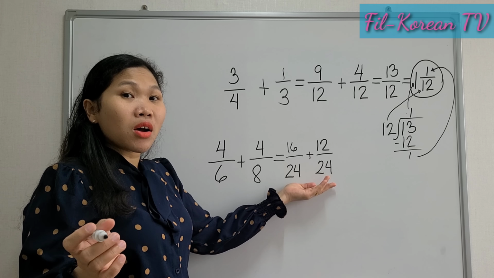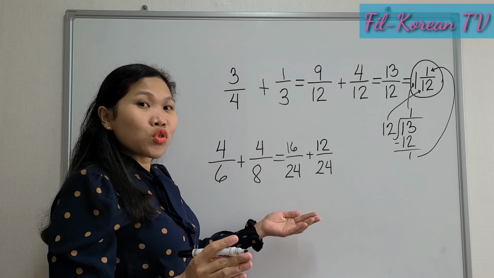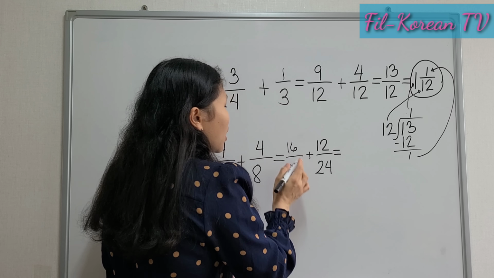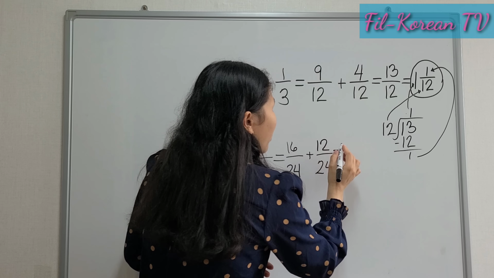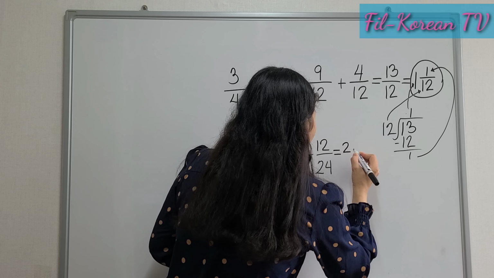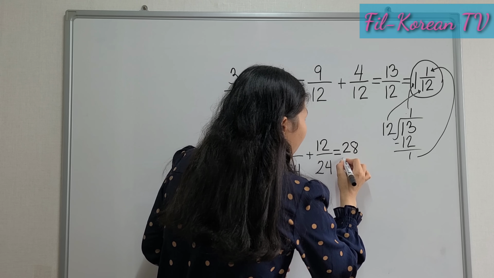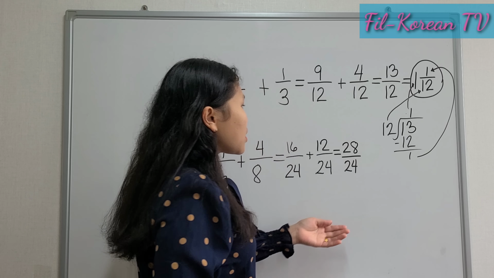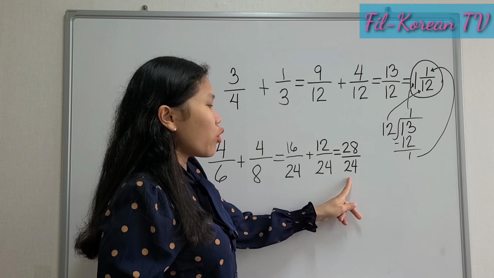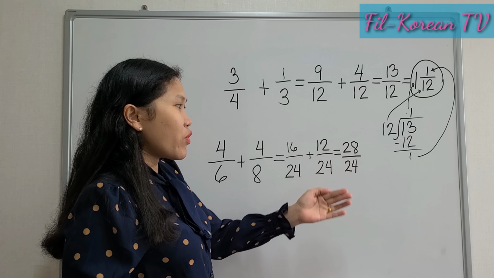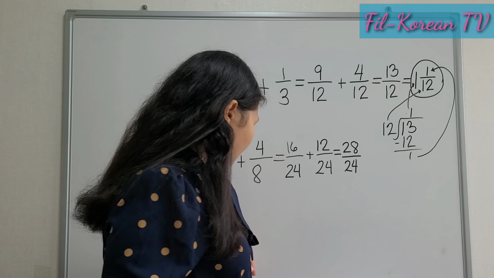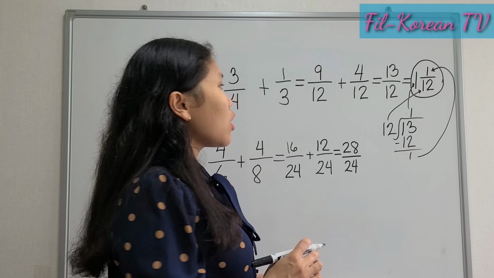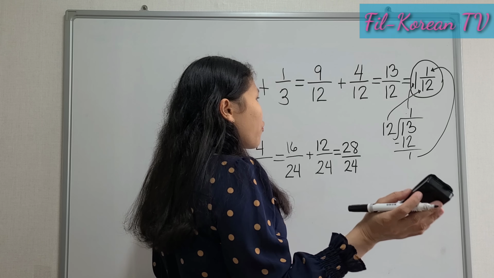So, the fractions now are similar. Next step is to add the numerators and copy the LCD. 16 plus 12 is 28. Copy the LCD, 24. The answer is 28/24. Improper fraction. We need to simplify the answer because that is the rule, to express the answer in lowest term or in simplest form.